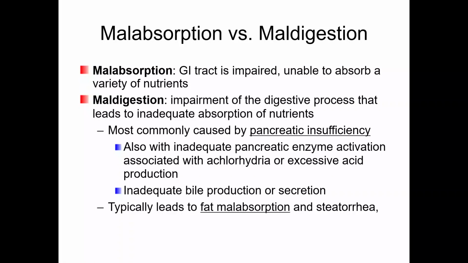Malabsorption versus maldigestion. In malabsorption, the GI tract is impaired and unable to absorb a variety of nutrients. Maldigestion means that there's an impairment of the digestive process that leads to inadequate absorption of nutrients. So in malabsorption, the digestive tract itself can't absorb the nutrients. Maldigestion means that the nutrients can't be broken down small enough to be absorbed. It's most commonly caused by pancreatic insufficiency, also inadequate pancreatic enzyme activation associated with achlorhydria or excessive acid production, inadequate bile production or secretion. This typically leads to fat malabsorption and steatorrhea.